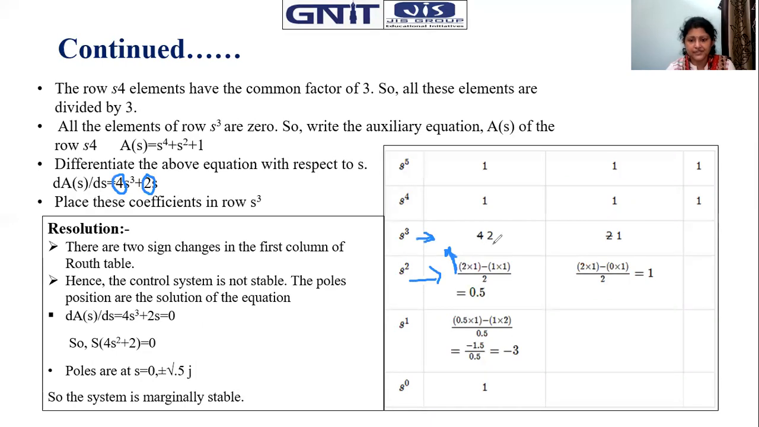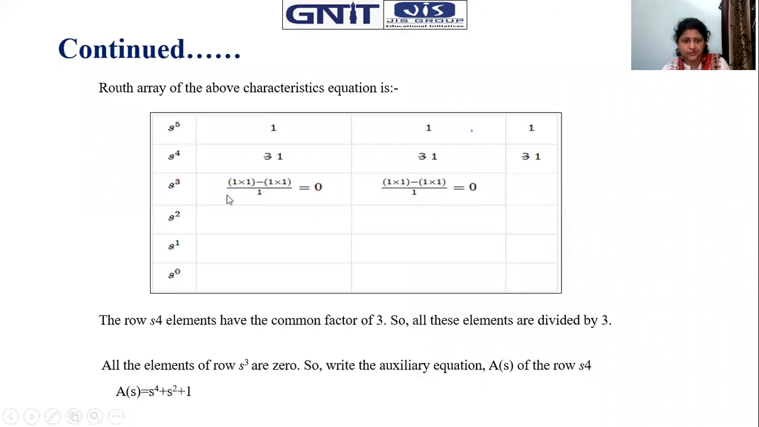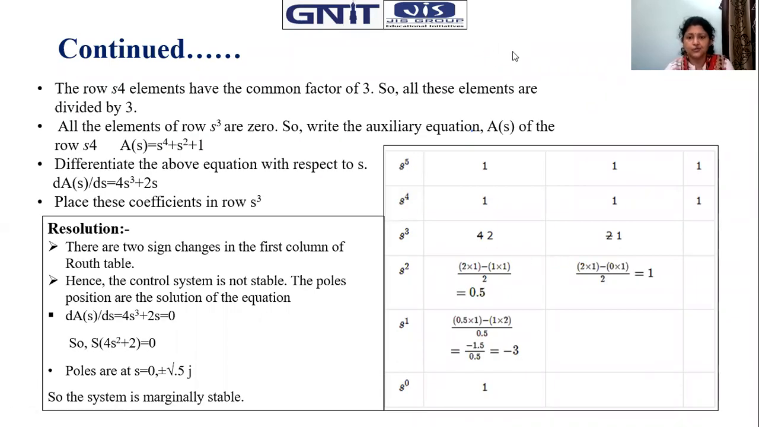So what do we get here? This was 0, now let's see the previous slide. What was the row of zeros? The s cube row was the row of zeros. So we replace it with those two coefficients, 4 and 2. And again we are dividing by the common factor. Dividing by the common factor 2, that will become 2 and 1.